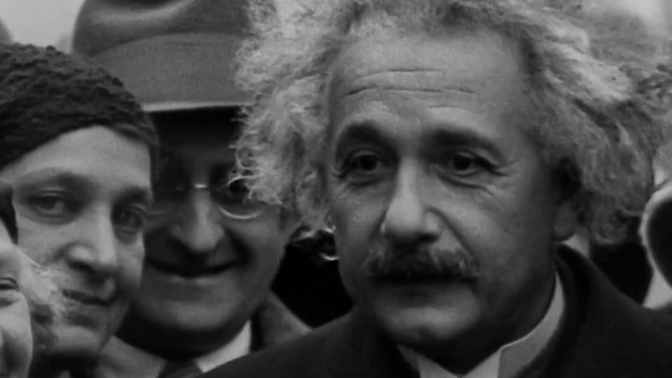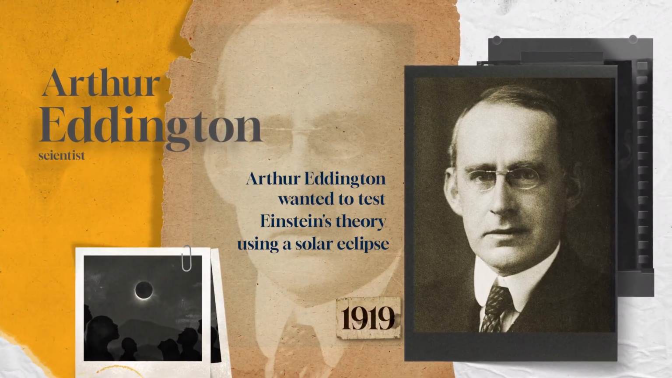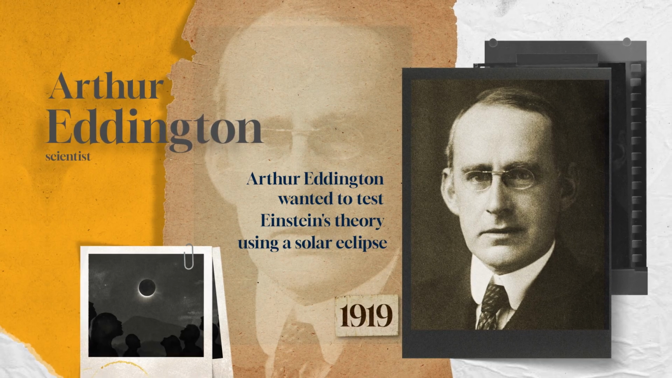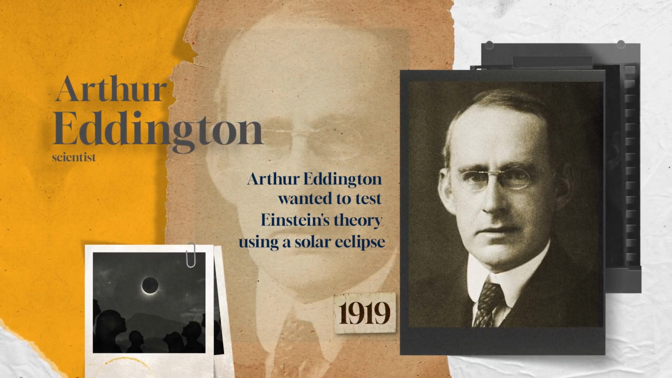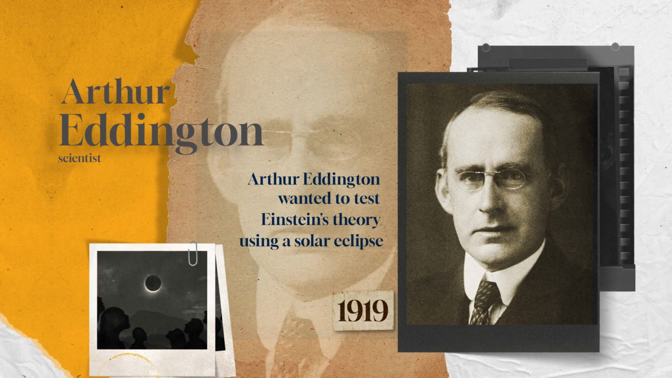But a way was needed to prove Einstein's idea. This is where another scientist, Arthur Eddington, came into play. Arthur Eddington wanted to test Einstein's theory using a solar eclipse.